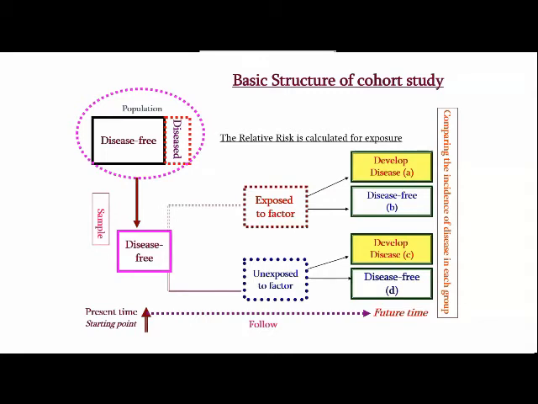Sir, we need to know the cohort study. It is a prospective study. In this, the relative risk is calculated for exposure in the disease patients, exposure to the factor and without exposure to the factor. And we follow up in the future and we calculate the relative risk in these patients. So in the relative risk, we have less than 1, more than 1.